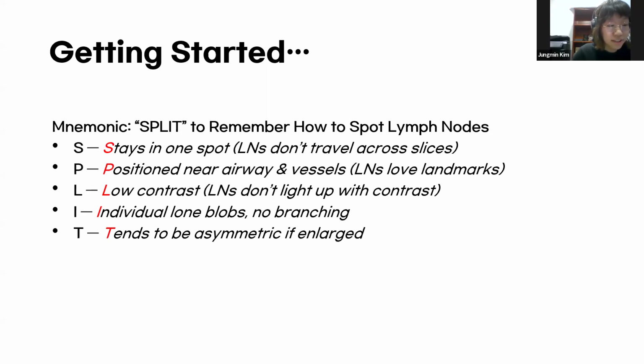And I means it's individual blobs. They don't branch or flow or connect into others like vessels. T means that it tends to be asymmetric, especially when enlarged from disease. The vessels are more symmetric. So lymph nodes and vessels can be difficult to tell apart from each other, but there are ways to discriminate.